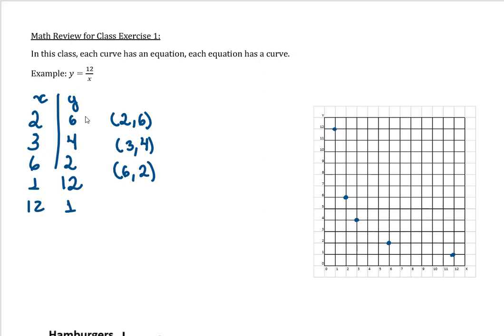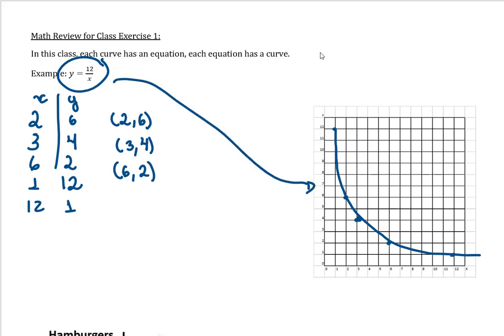So then, once you have enough points, you can draw the graph. So the point to emphasize is, for every equation, there was a graph, and for every graph, there was an equation.